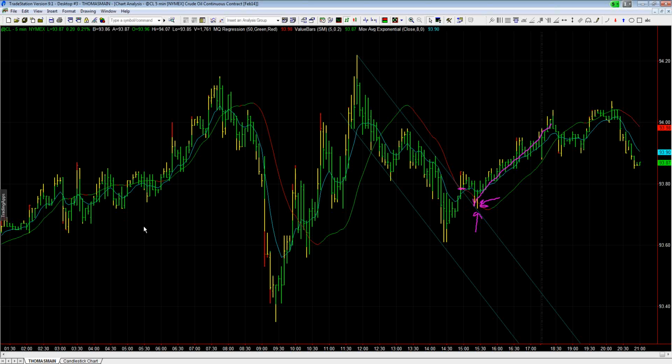Pretty decent size move. What are the trading room hours? The futures trading room is from 8 a.m. until noon Eastern time or New York time, and the options trading room and equities trading room is from 9 a.m. until 1 p.m. Eastern time or New York time.